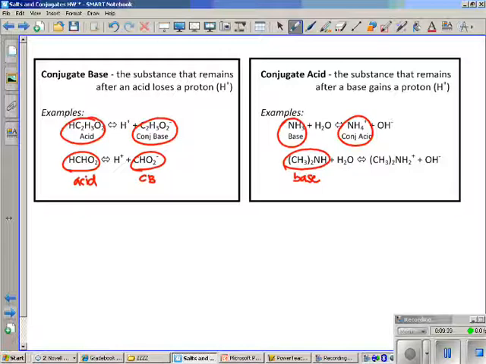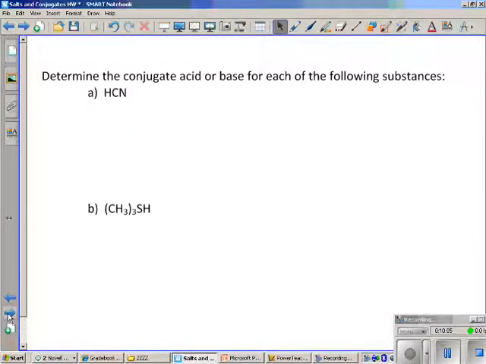And then here, this is a base, and this is its conjugate acid. Now, you might be asking how I knew that (CH3)2NH was a base, and I can tell that because they gave me my reaction, and it produced OH-. Anytime you produce OH-, then you're producing hydroxide. That's the definition of a base. So you should be able to pick those out.